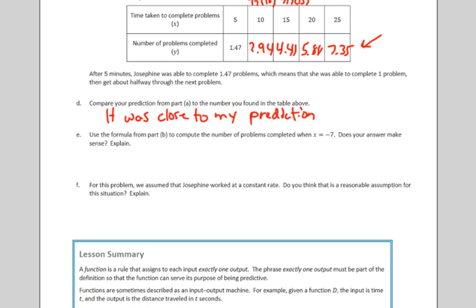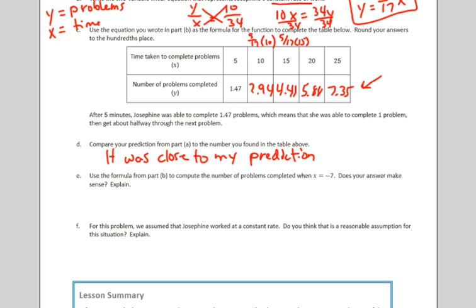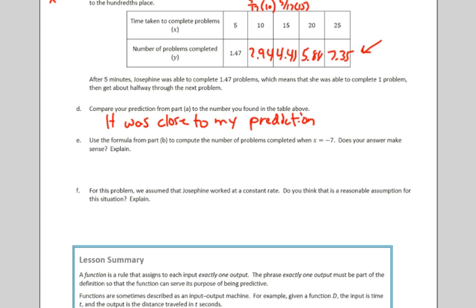Use the formula from part B to compute the number of problems completed when x equals -7. So I have y equals 5/17 x. I'm going to plug in -7 for x. So y equals 5/17 times -7. And I get y equals -2.06. Does your answer make sense? No. In this case, it does not.